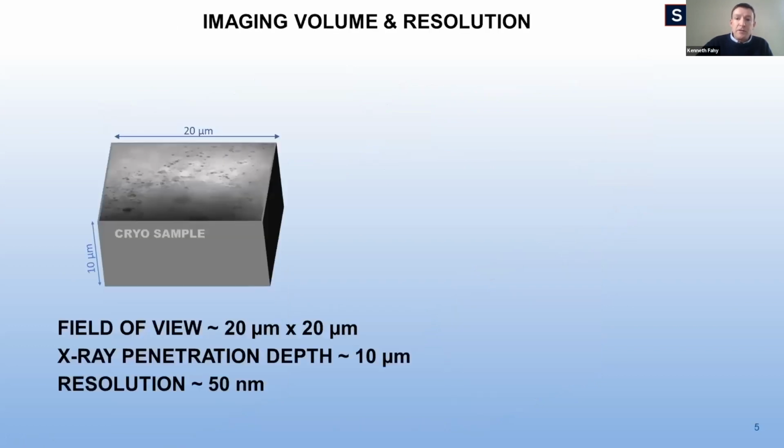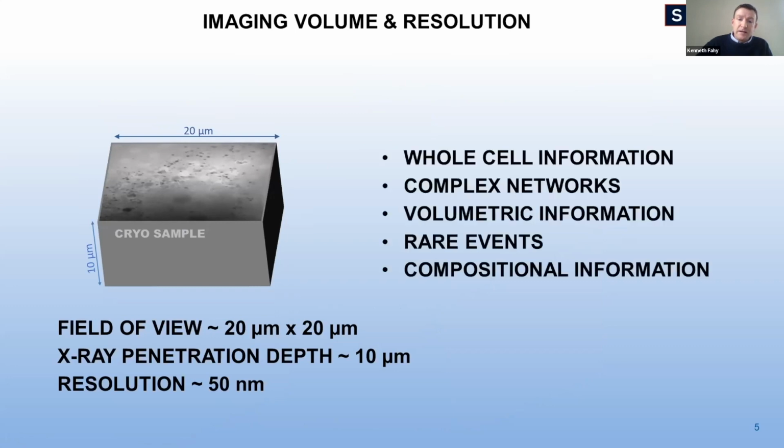The soft X-ray properties allow us to image a bulk slab of biological material. It can be cells or tissues that can be accessed with soft X-ray tomography. The field of view is about 20 by 20 microns with an X-ray penetration depth of about 10 microns, and resolutions of about 50 nanometers or better can be achieved.